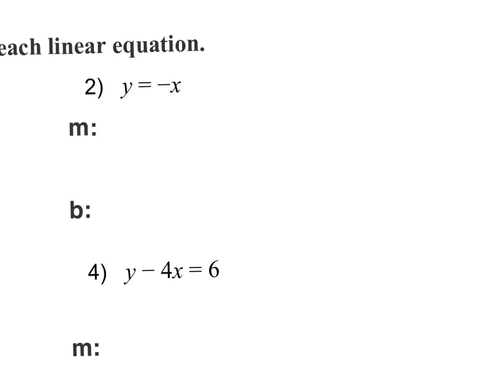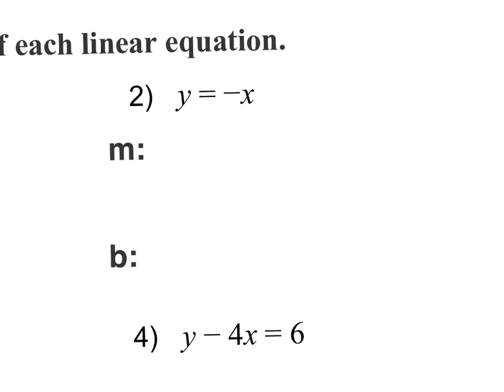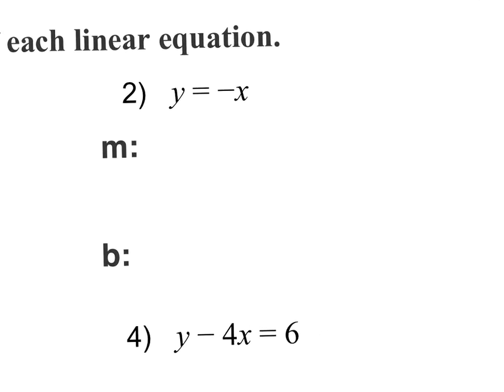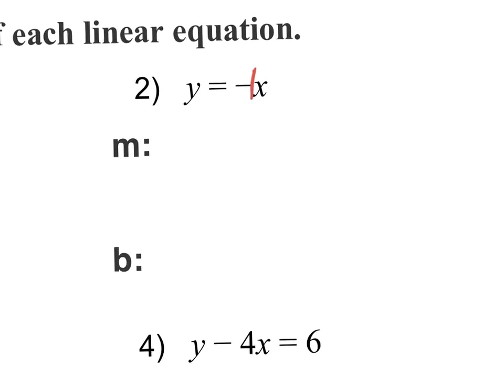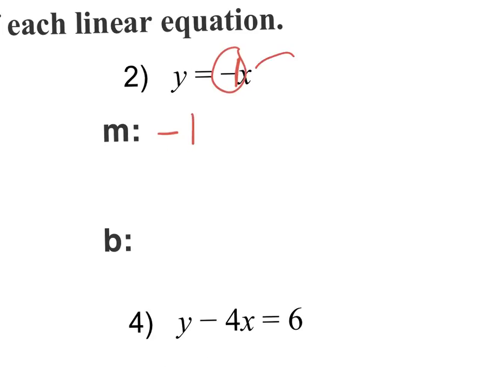On number 2, it's a little bit weird. There's no number. What is my slope going to be? There's an x, but no number. Remember when we did equations, if there's just an x by itself, what can you imagine in front of that x? A 1. So my slope's going to be negative 1. Is there anything added or subtracted? If there isn't a plus something or minus something, then the y-intercept is going to be 0.